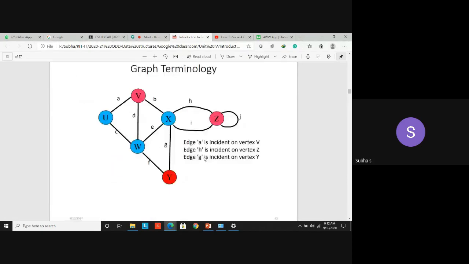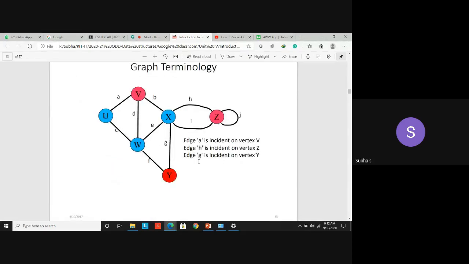Clear? Look at this diagram. Here we have edge A, which is incident on vertex V. Similarly, edge H. Just for differentiation, to make it clear, it's mentioned in a different color. Edge H is incident on vertex Z. Similarly, edge G is incident on vertex Y. Assume that edge G starts from node X, it is incident on node Y. There is some endpoint for that particular edge. That is called incident.